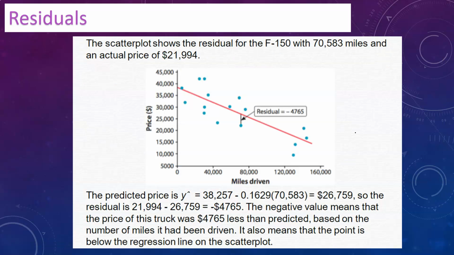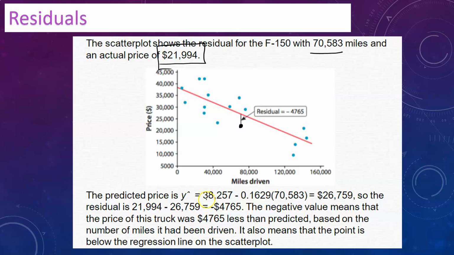So let's talk about residuals here. The scatter plot shows the residual for the F-150 with 70,583 miles and an actual price of $21,994. We're talking about an actual blue dot here. This is an actual truck. The actual truck that had 70,583 miles had an actual price of $21,994. If we use our regression line to figure out what the predicted price would be, it's going to be a little off.